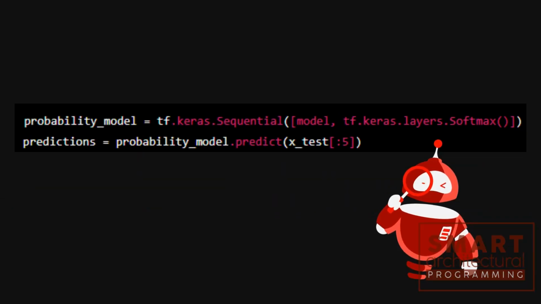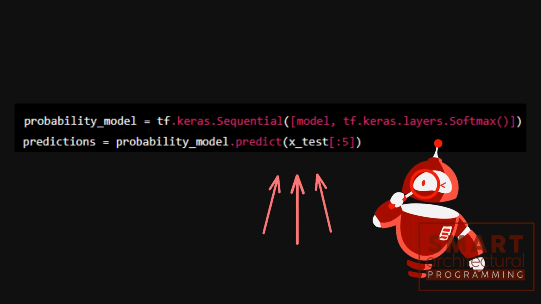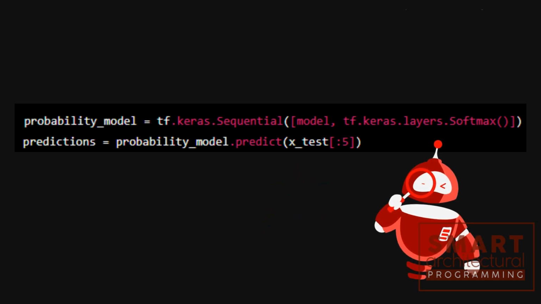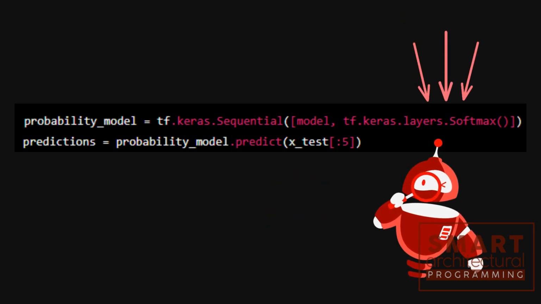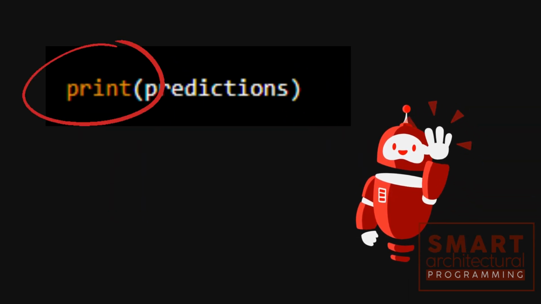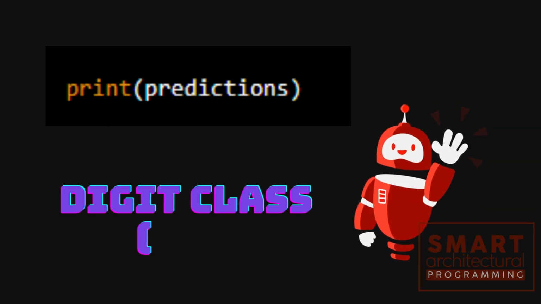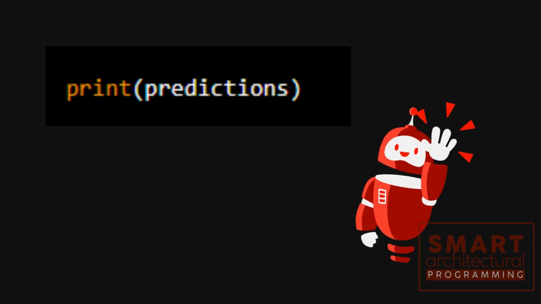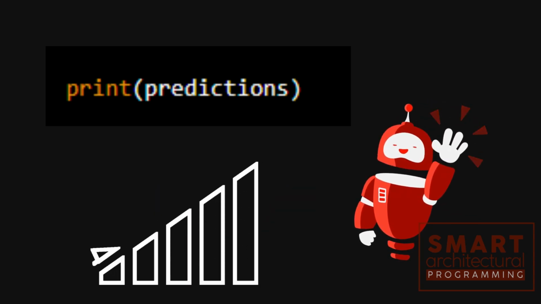Use the trained model to make predictions on the first 5 images in the test set. We apply the softmax function to convert the logits into probabilities. Print the predictions, which are arrays of probabilities for each digit class, 0 to 9. The model predicts the digit with the highest probability as the output.